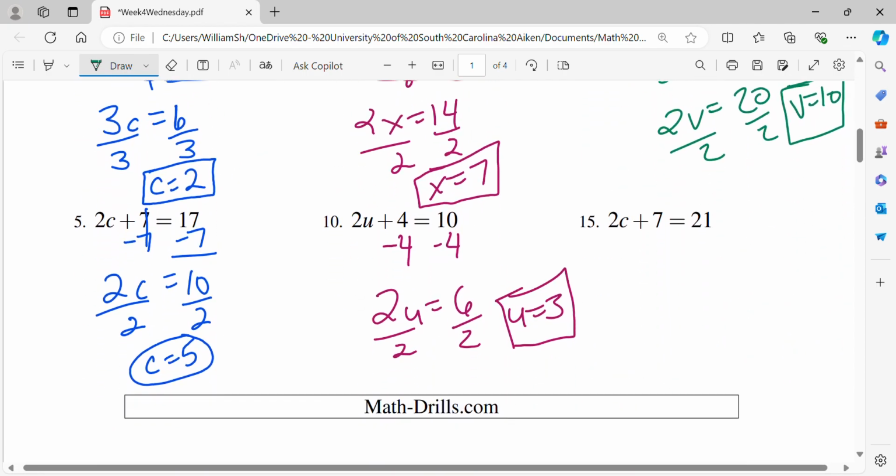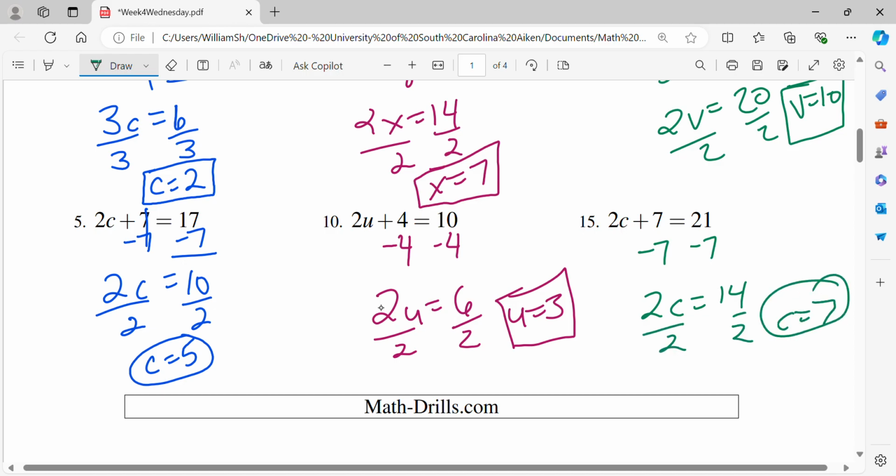Okay. Last but not least, number 15, I have 2c plus 7 equals 21. I'm subtracting 7. I've got 2c equals 14. I'm dividing by 2 so that c equals 7. Okay. Alright, that worksheet's done.